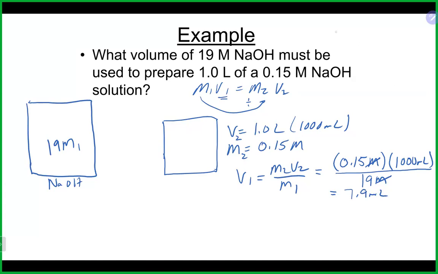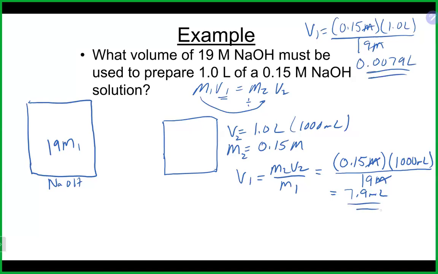Again, if I did it in liters, it will look very similar, except obviously I would end up in liters if I did that. So 1 liter divided by 19 molar. And here I would end up with 0.0079 liters. So if you did it in liters, you end up in liters. If you converted it to milliliters, you'll end up in milliliters. They're both the same. If you times the top guy by 1,000, you get the bottom guy, which is 7.9 here.